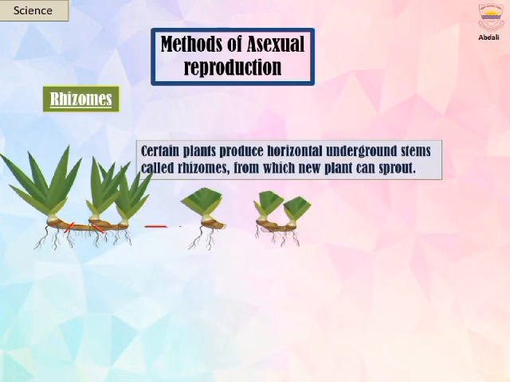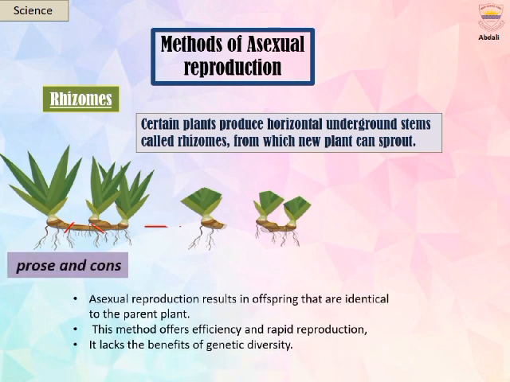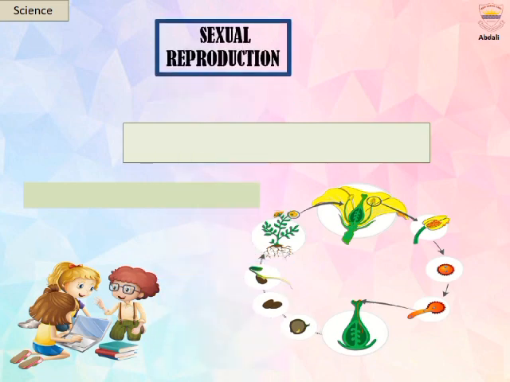Rhizomes. Certain plants produce horizontal underground stems called rhizomes, from which new plants can sprout. Asexual reproduction results in offspring that are genetically identical to the parent plant. While this method offers efficiency and rapid reproduction, it lacks the benefits of genetic diversity seen in sexual reproduction.